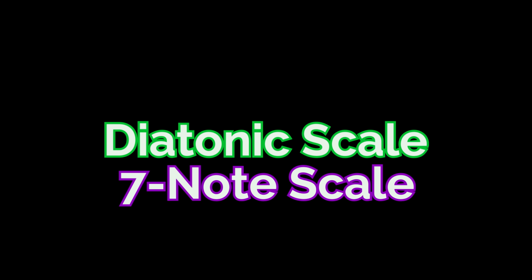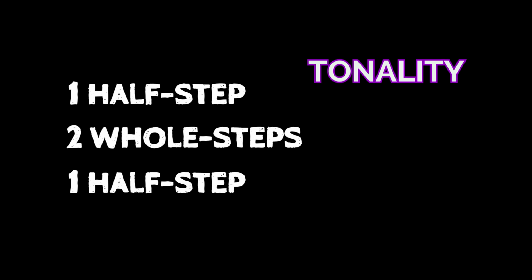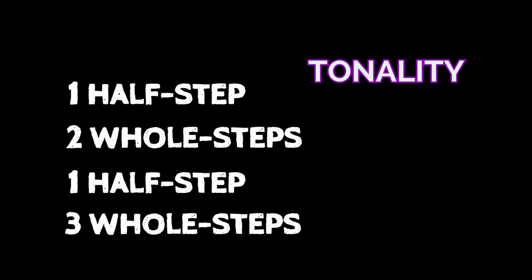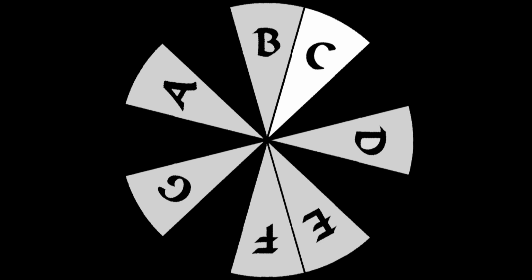Now then, let us switch focus to one of the most common scales used in music, the diatonic scale. The diatonic scale is a 7-note scale with a well-known and unique tonal structure, or tonality. One half step, followed by 2 whole steps, then another half step, followed by 3 whole steps. Half, whole, whole, half, whole, whole, whole.